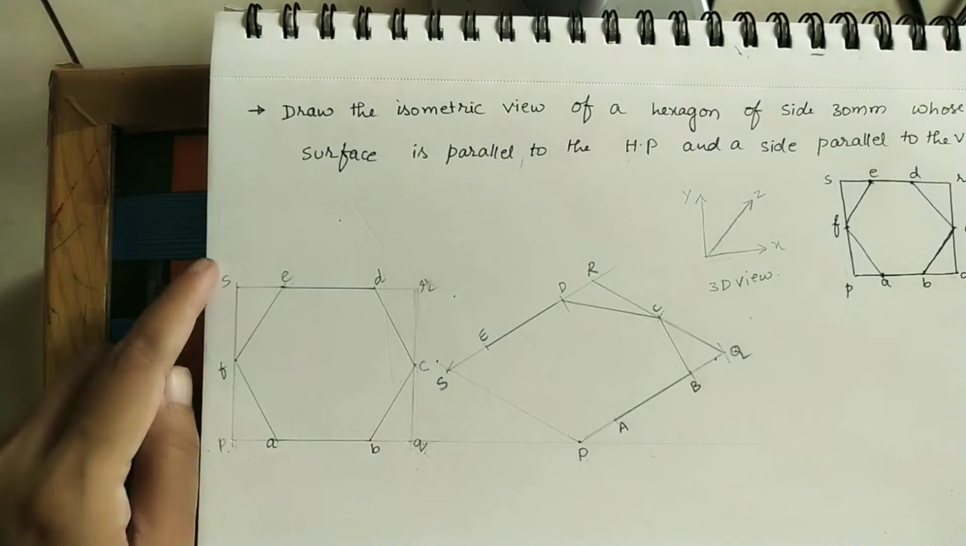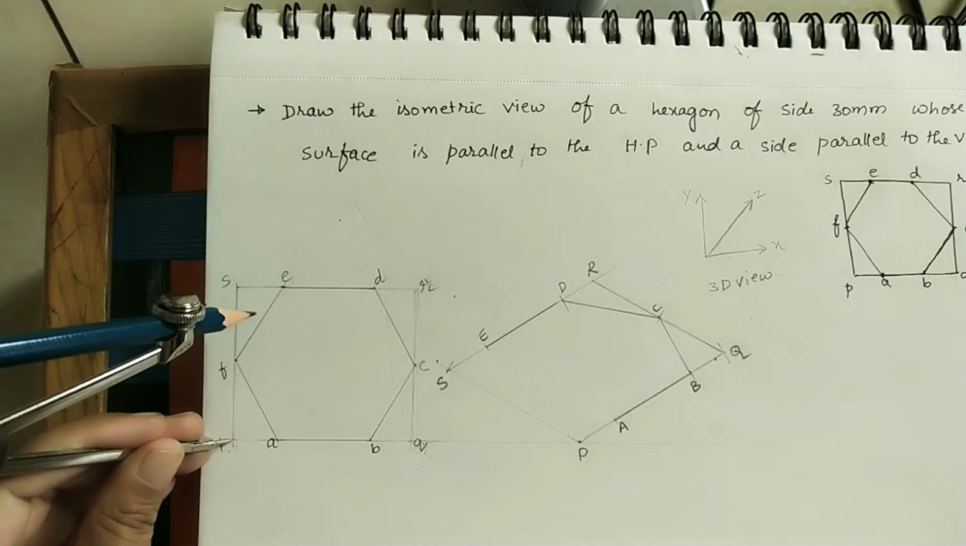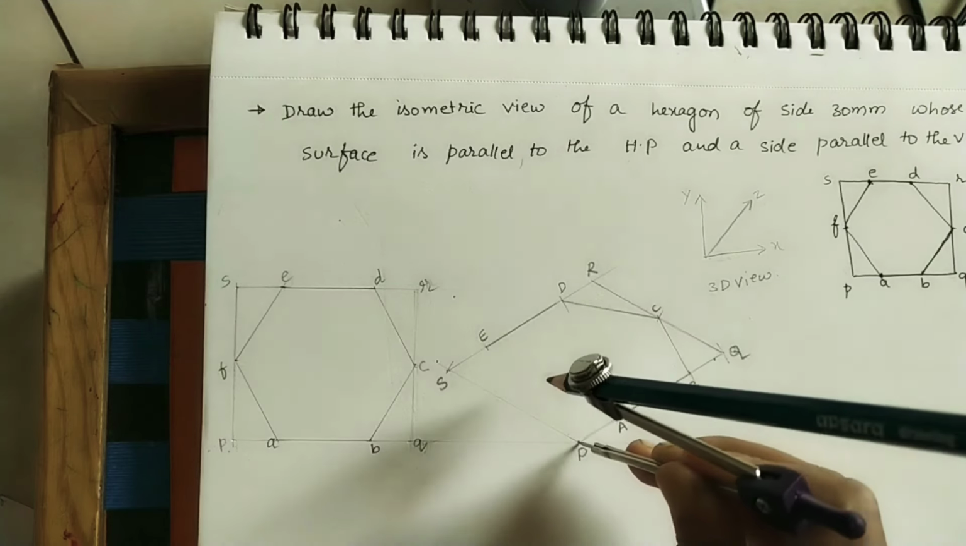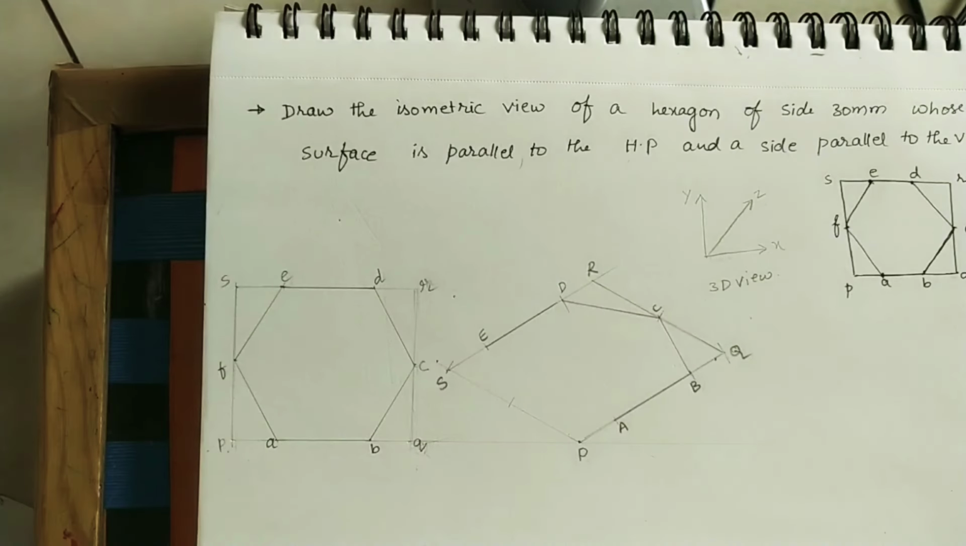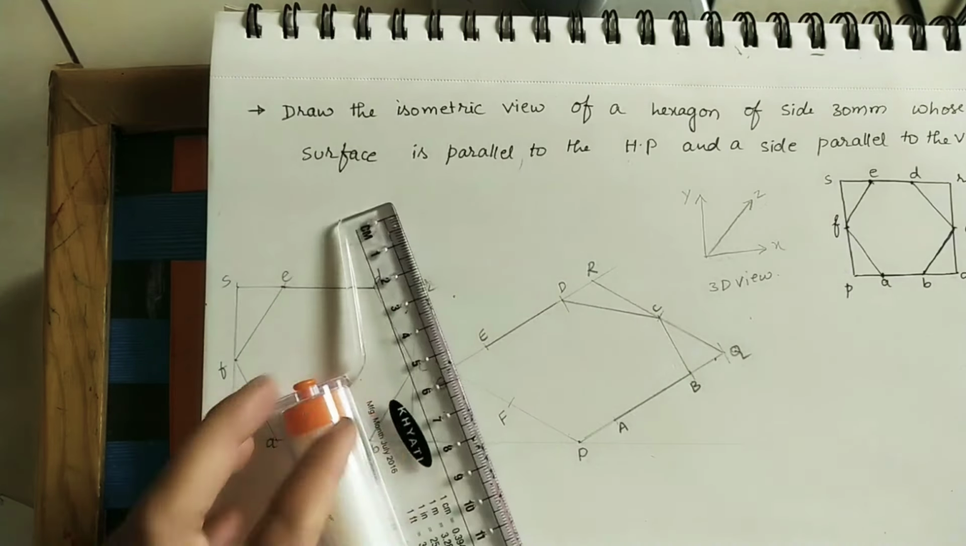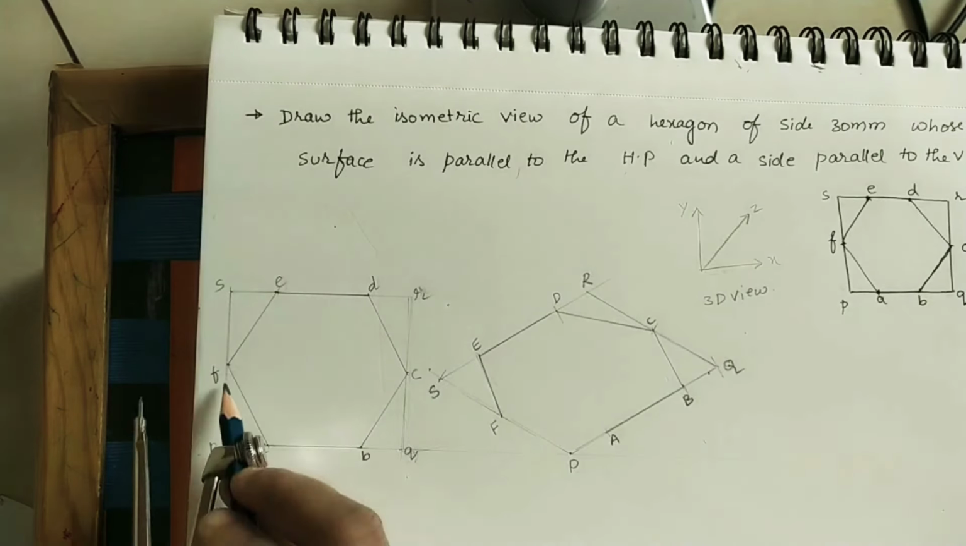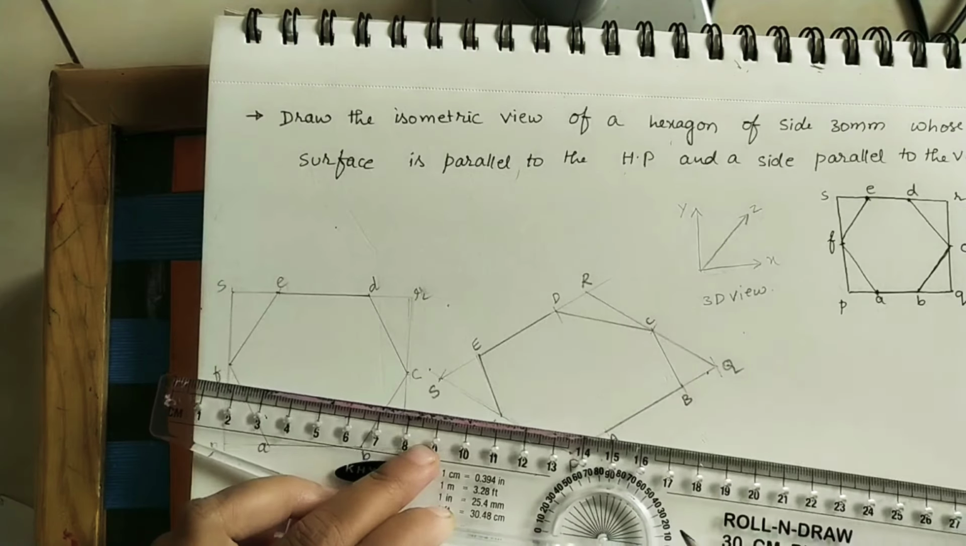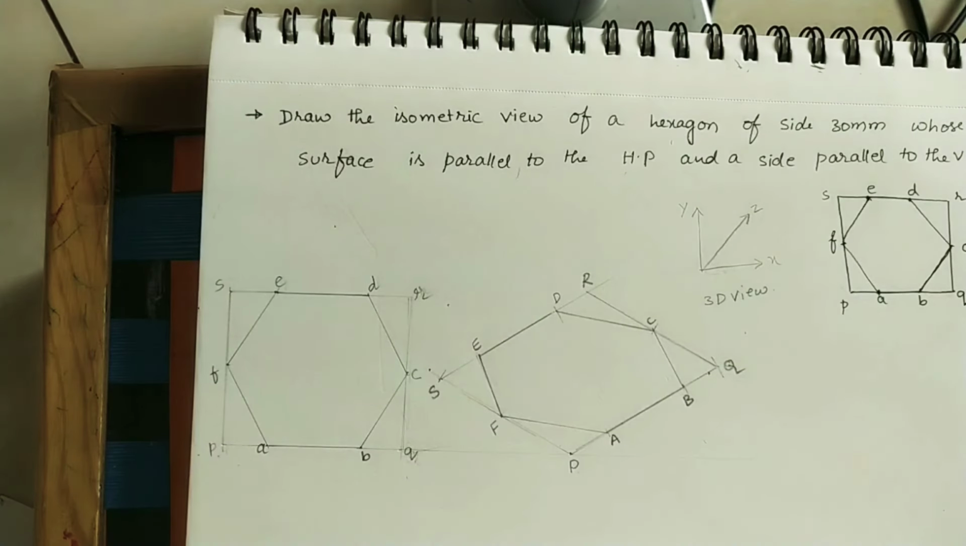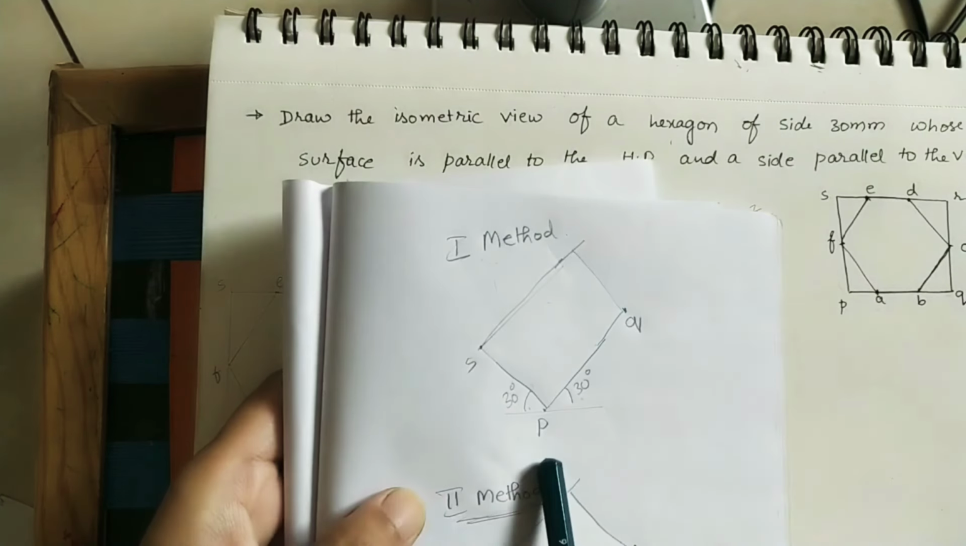Now mark F on PS. PF length, from P, mark F. This is capital F. Join E and F, and then join F and A. So this is the top view of the hexagon. Okay, this is the first method, P as the initial point.